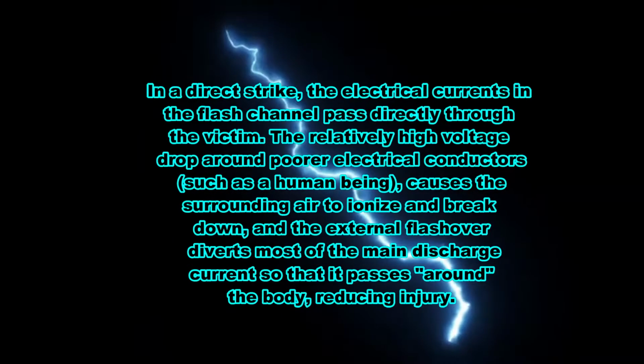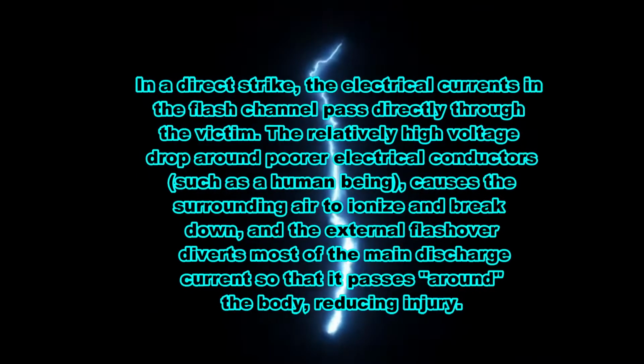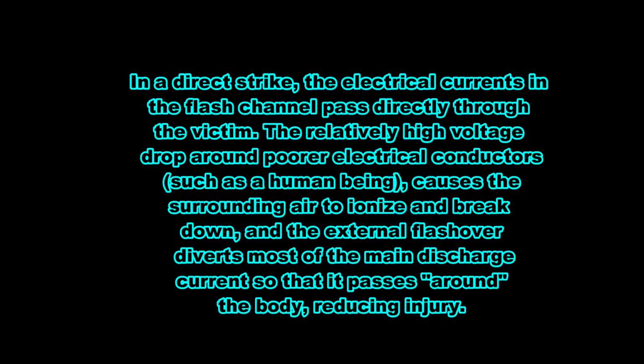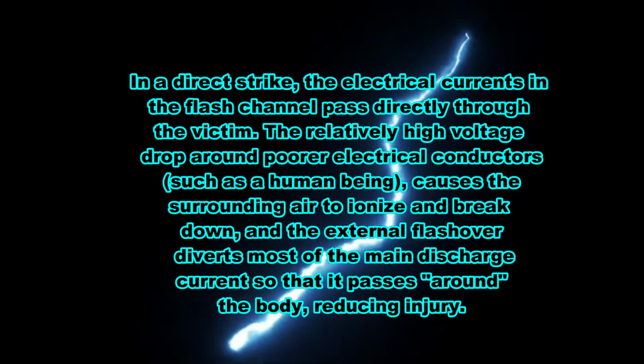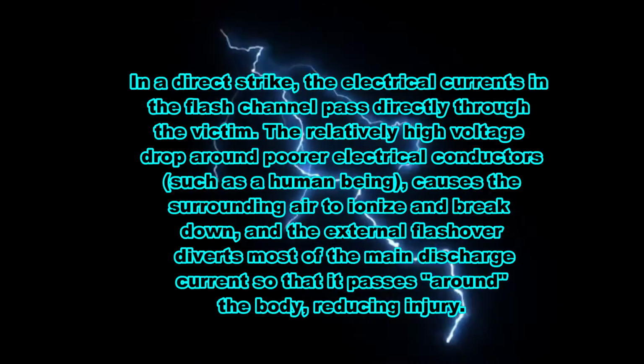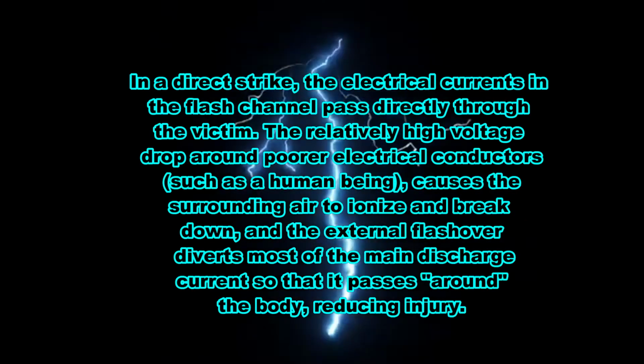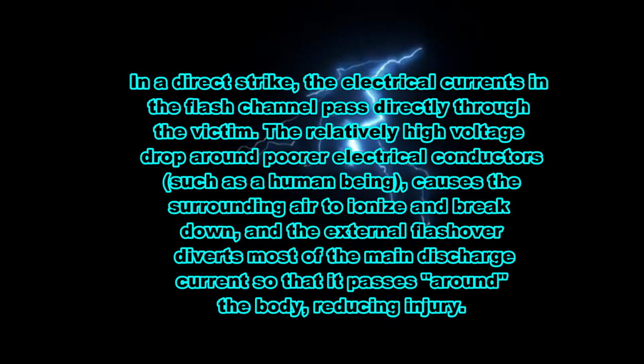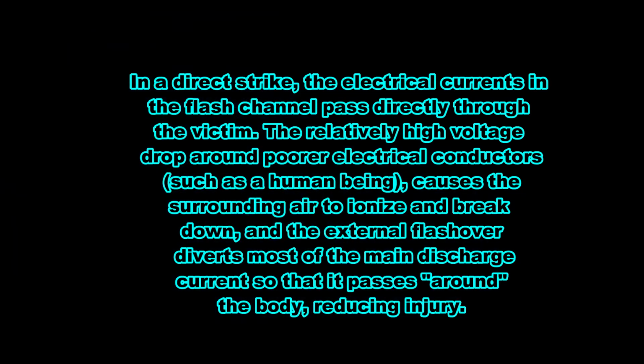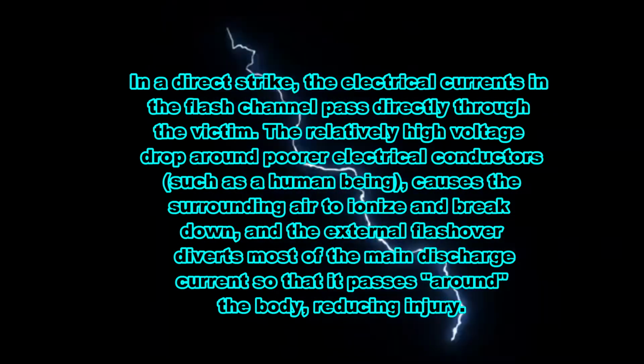In a direct strike, the electrical current in the flash channel passes through the victim. The relatively high voltage drop around poorer electrical conductors, such as a human being, causes the surrounding air to ionize and break down, and the external flashover diverts most of the main discharge current so that it passes around the body, reducing injury.